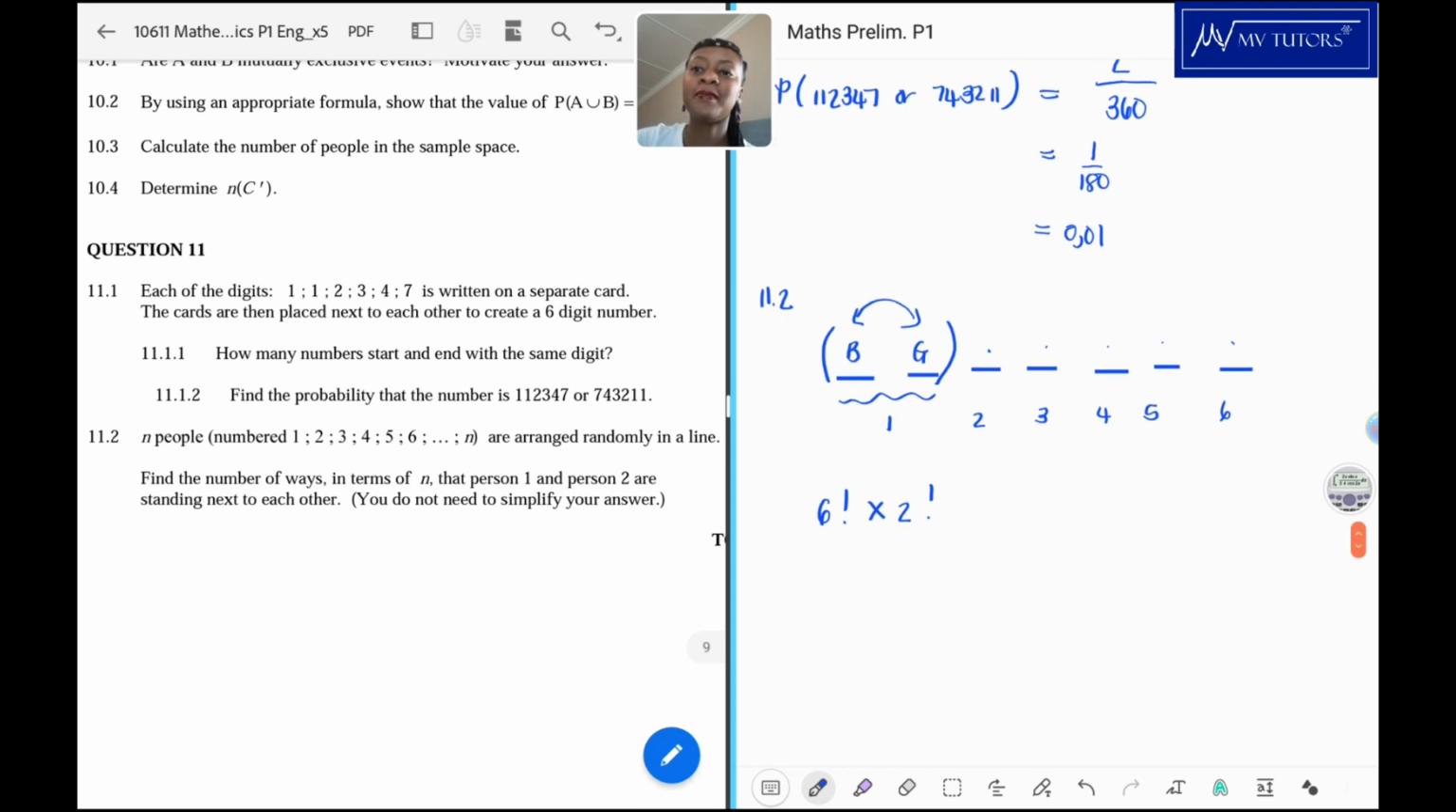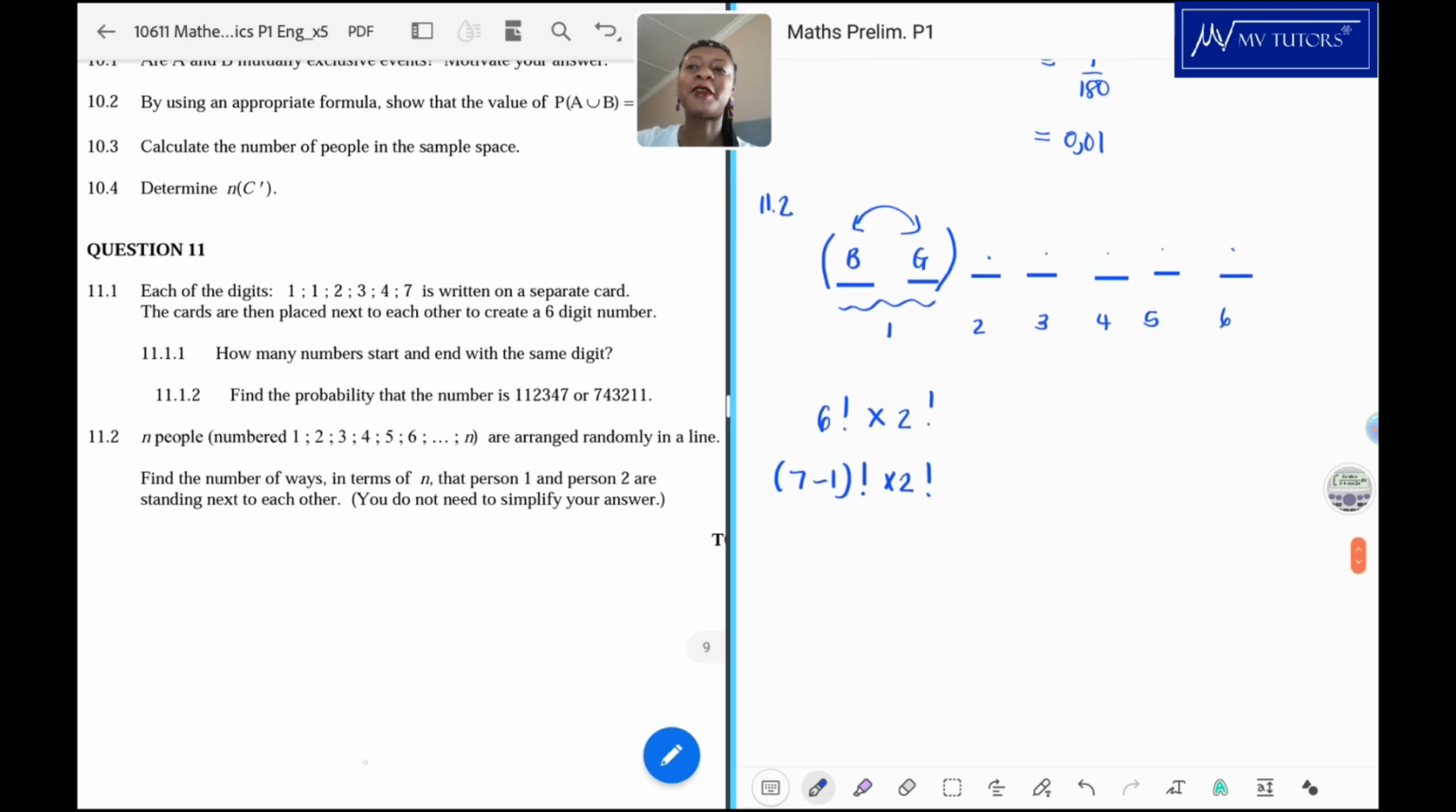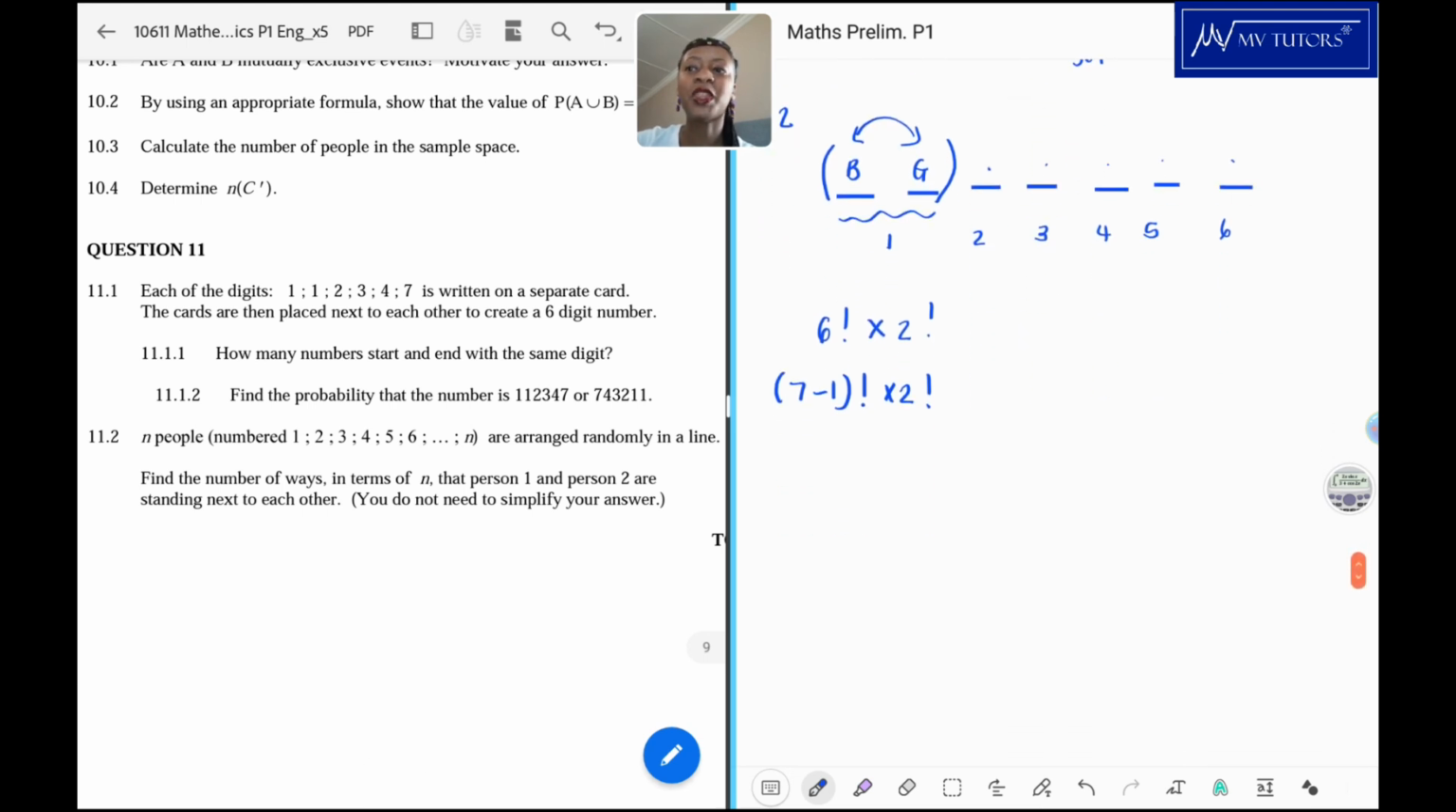So basically, if you look at this, you had 7 chairs, but I had to subtract 1. And that's why I have the 6 factorial. And then I have to multiply by 2. Okay, so we're going to use that very same concept with this sum.